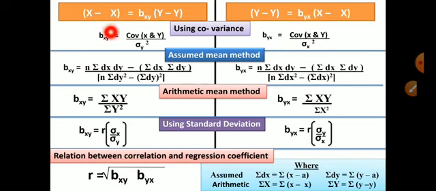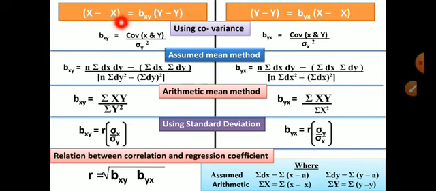The x on y equation is x minus x bar is equal to bxy into y minus y bar. This is what we will be calling the x on y equation. And y minus y bar is equal to byx into x minus x bar. This is the y on x equation.